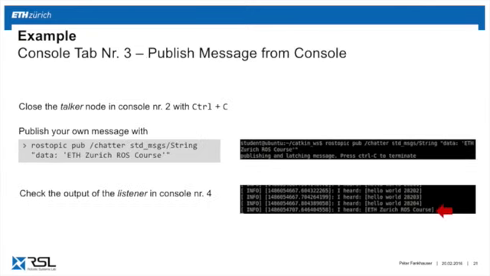Now we're going to close the talker node. So we lose essentially the guy who gives the information, by going into console number 2 where you started it and typing in Control-C together. Then you should see that the listener node stops printing messages since it's not receiving any.